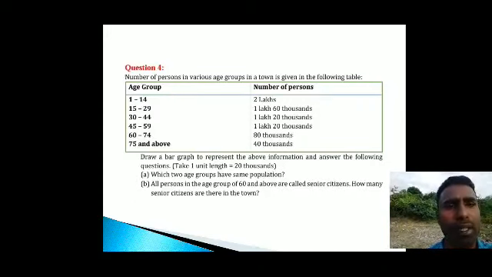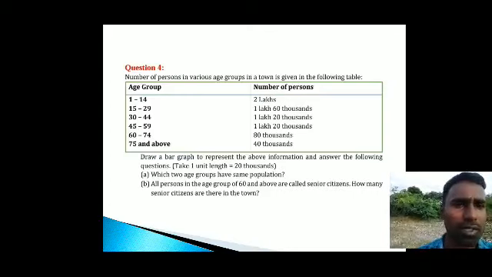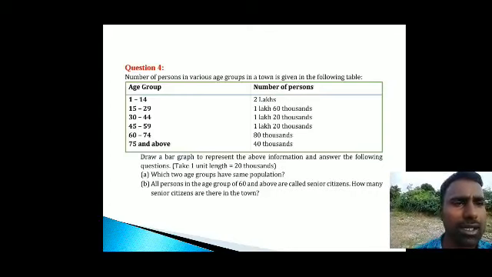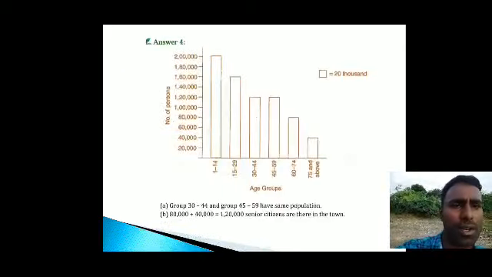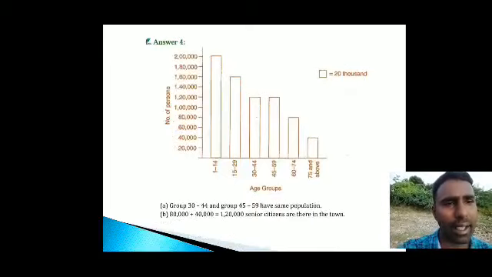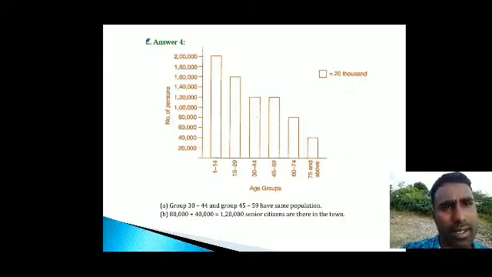Which two age groups have the same population? And all persons in the age group of 60 and above are called senior citizens. How many senior citizens are there in the town? So first, we can draw the bar graph. First you have to notice that in the x-axis you have to write age group, and in the y-axis you have to write number of persons.